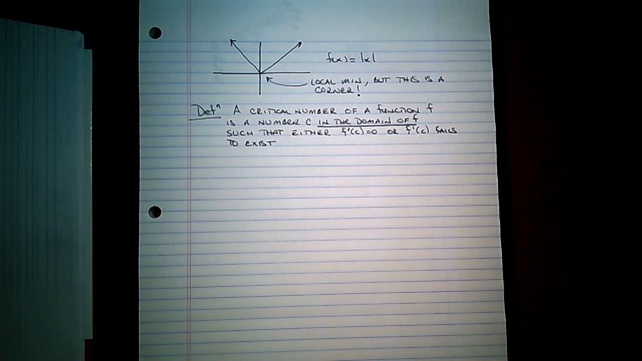Out of everything in the domain of the function, we're going to eliminate everybody as a possible min or max, local min or max.